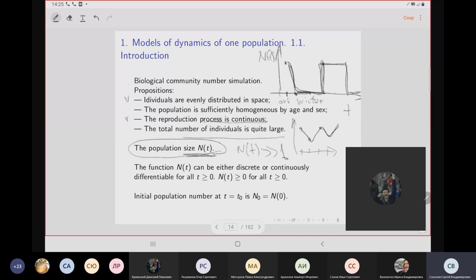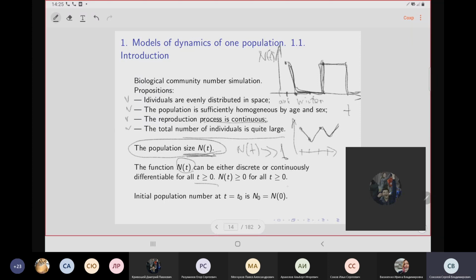So if all these propositions are satisfied, there is a big number, the reproduction process is continuous, and so on, then we can use the continuous functions. And we can say that function n of t can be continuously differentiable for any positive time. We usually consider only positive time because zero time is the actual situation, and we are looking to the future.